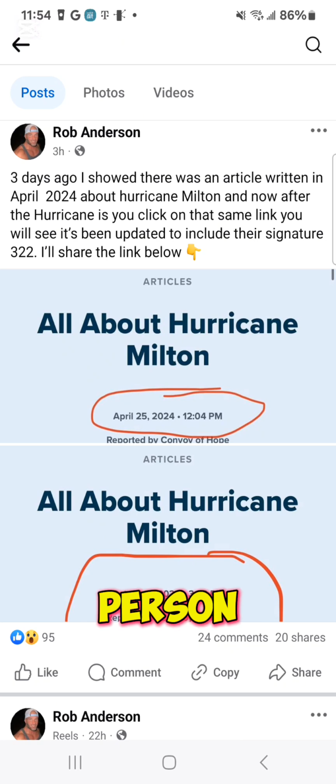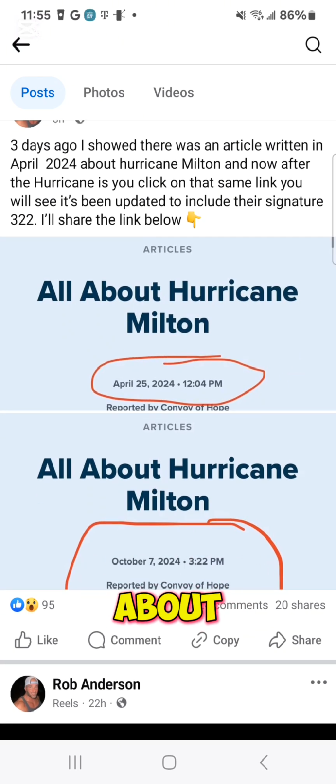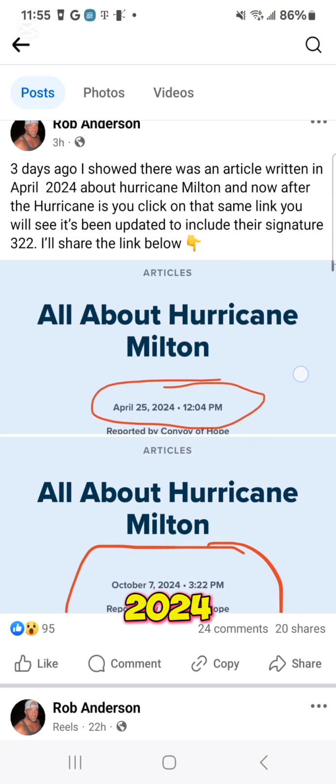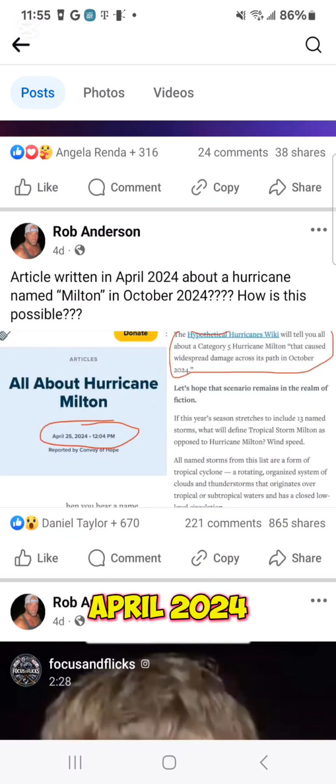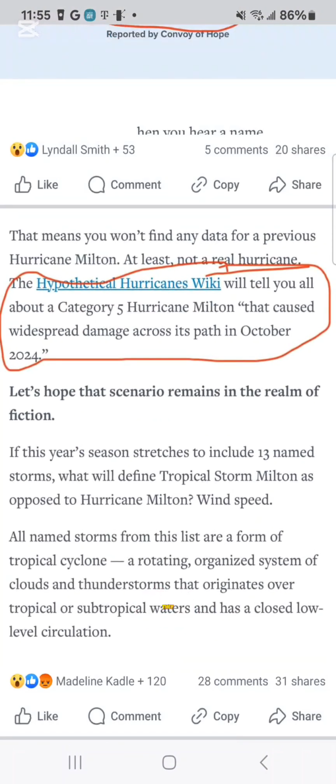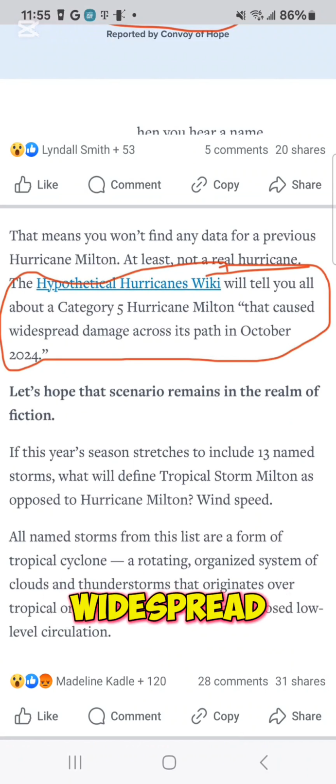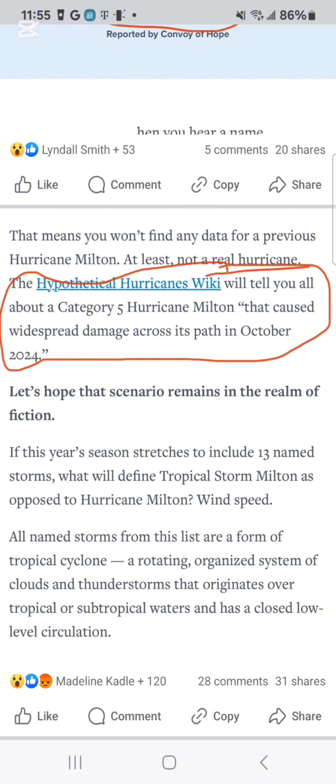And so this person, Rob Anderson on Facebook, had posted there was a hurricane that they wrote about in April of 2024. Okay, April of 2024. And let me show you what this kid said. So it was an article written in April of 2024 about a hurricane named Milton in October of 2024. How's this possible, right? And so they tell you Category 5 hurricane that caused widespread damage across its path in October of 2024. It literally told you in this article pretty precisely the exact date it was going to hit Florida. And this article was written in April.